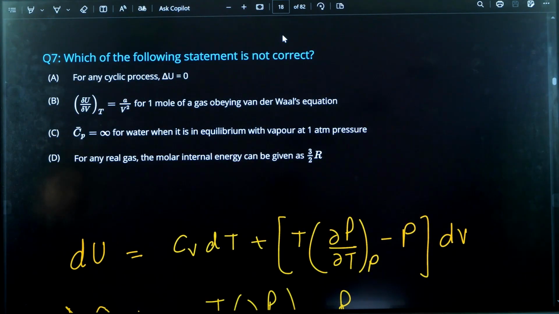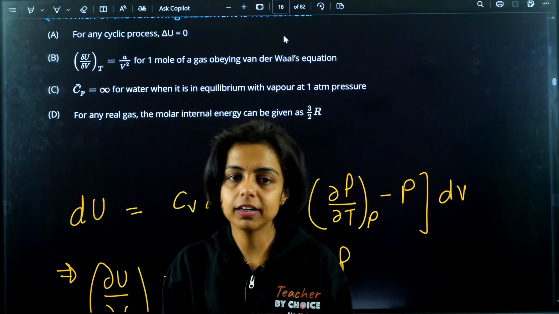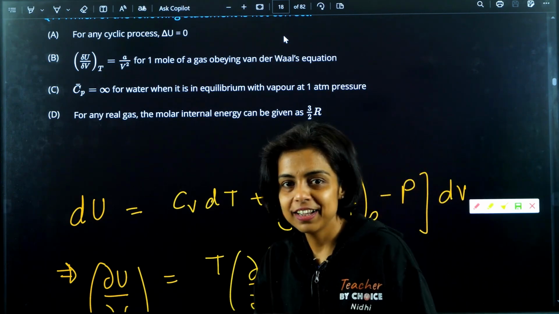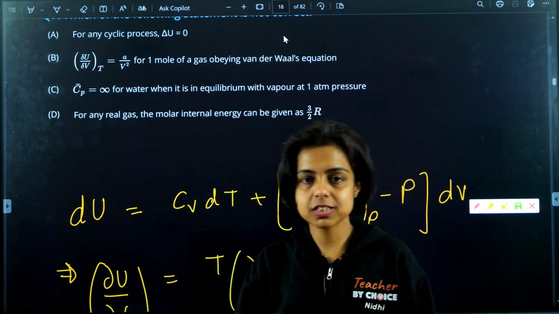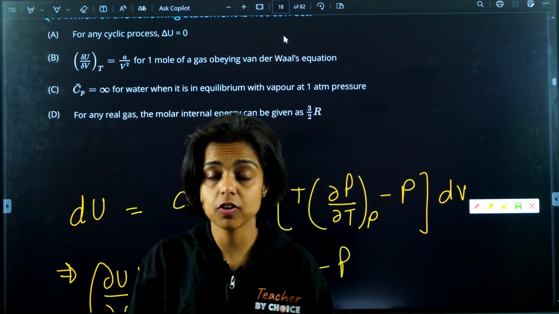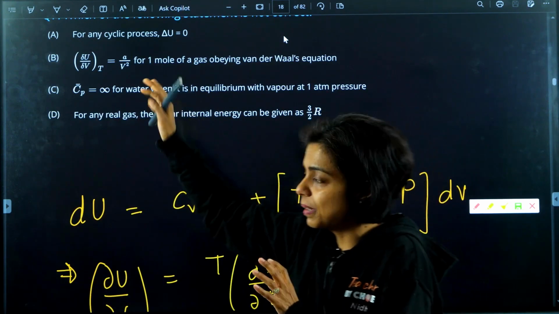This is an interesting question, though it is very easy to mark, but still. Which of the following is not correct? So you can quickly mark the answer without putting so much time into this question. For a cyclic process, delta U is 0, the internal energy change is 0, because internal energy is a state function. For a cyclic process, the initial and final state of the system is the same, right? I will check B later on.